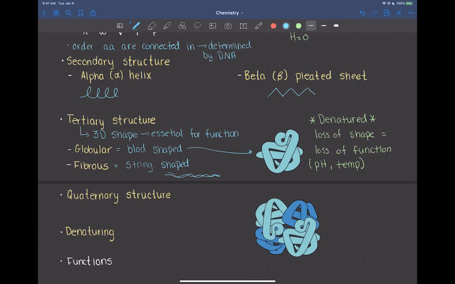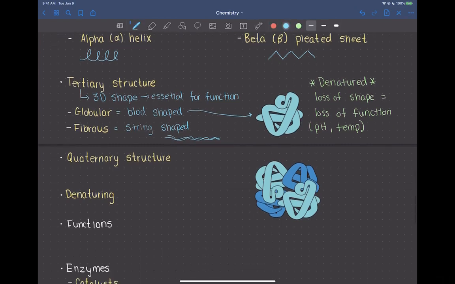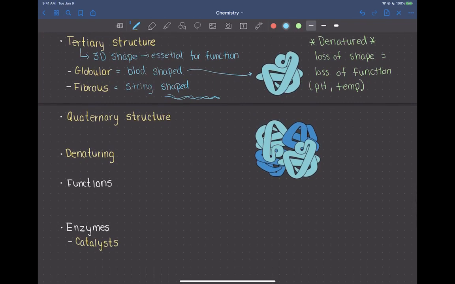All right, so a lot of proteins just need this tertiary structure. They stop here, that's it. For example, insulin would be an example of this. They just need this one tertiary structure. They're good to go and do their function, so insulin can go and do its job. However, some proteins are a little more complex and they have a quaternary structure.